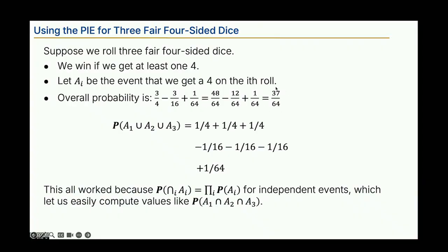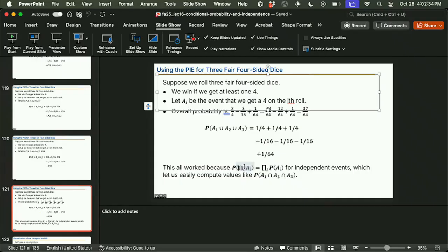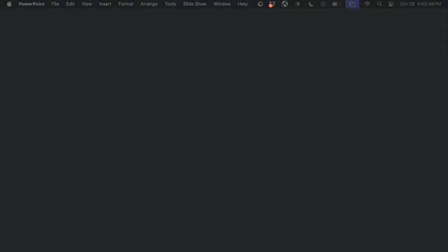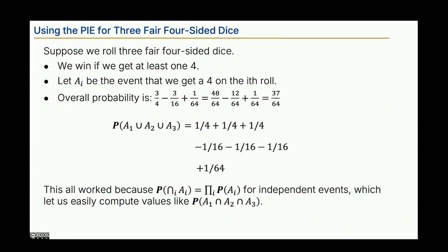This all worked because of the probability of the union. Actually, that's right, it was correct. Okay, why am I messing with that? I'm going back in. This all works because the probability of any of the individual intersections is just the product of the individual probabilities. So, for example, if I'm intersecting 1 and 2, I got 1/16 for the case where we had 1/4 and 1/4.